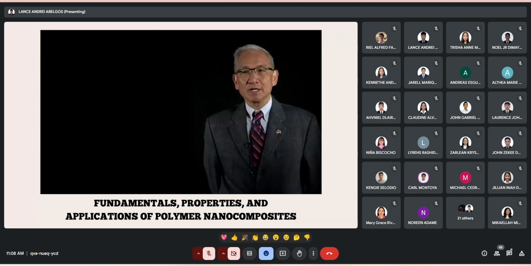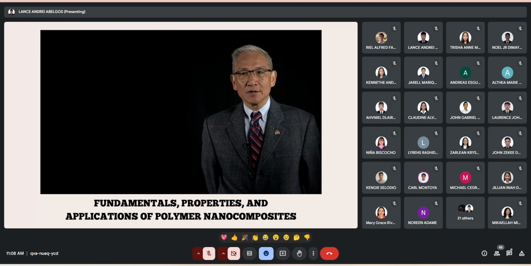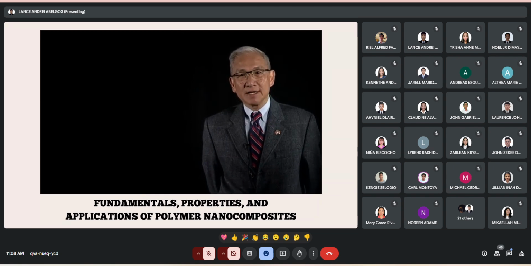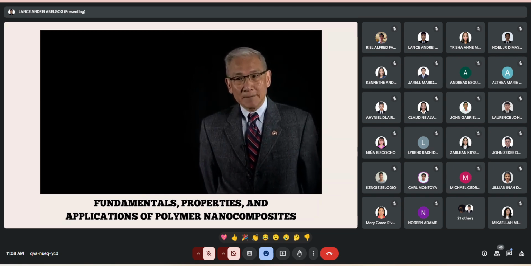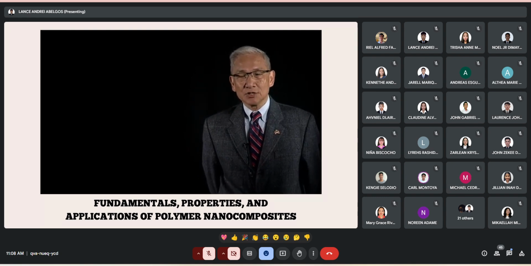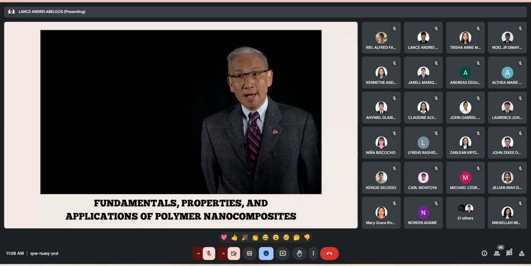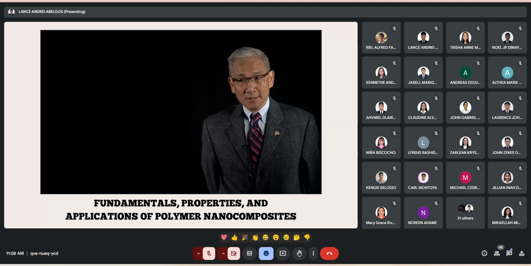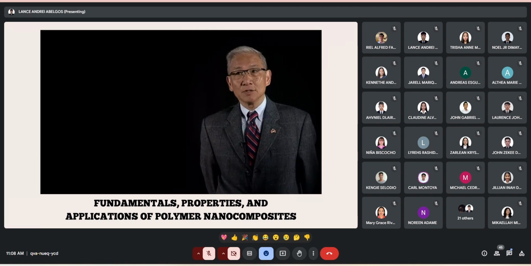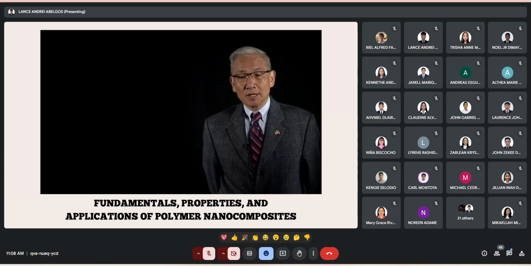This book was actually subdivided in 3 parts. Part 1 is fundamentals, properties, and characterization of polymer nanocomposite. The purpose of this part is to introduce to students how you could create a nanocomposite, how you actually characterize it, and know the properties of this nanocomposite you'll be creating.